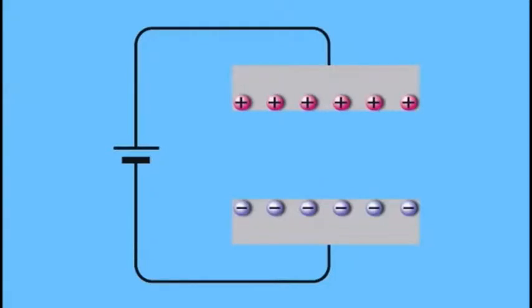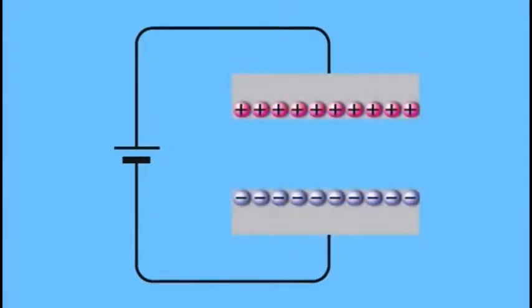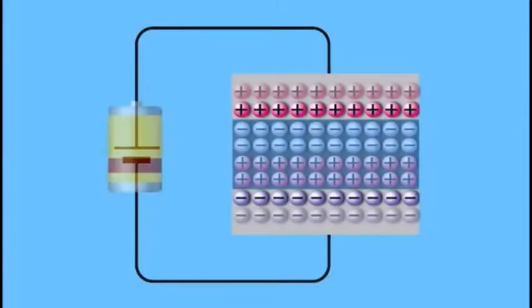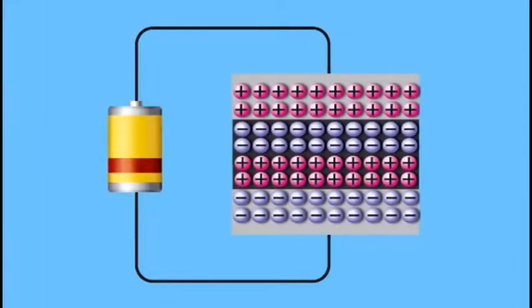The larger the surface area of the electrodes, the larger the amount of electric charge that can be stored. The narrower the distance between the electrodes, the larger the amount of electric charge that can be stored. The amount of storable electric charge can be increased by inserting an insulator, known as a dielectric, between the electrodes.